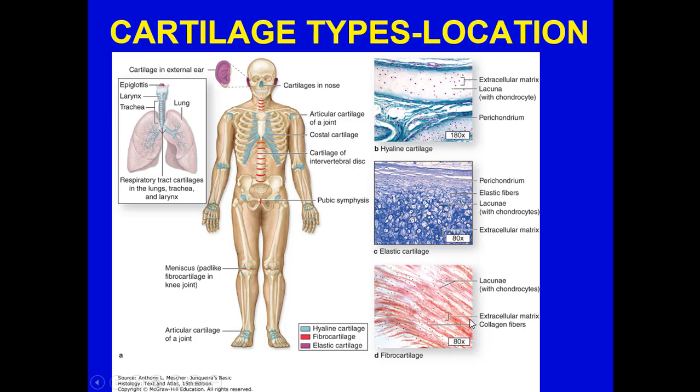Now, let's move over to the fibrocartilage. Notice how you have nicely arranged rows of the extracellular matrix, which is mostly collagen fibers. They're stacked up on each other. And then this row periodically of the lacunae where the chondrocytes are.